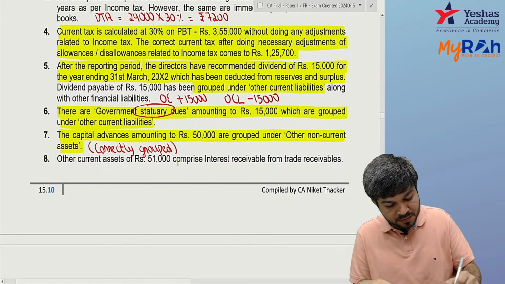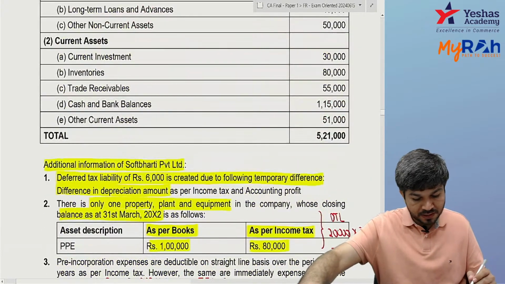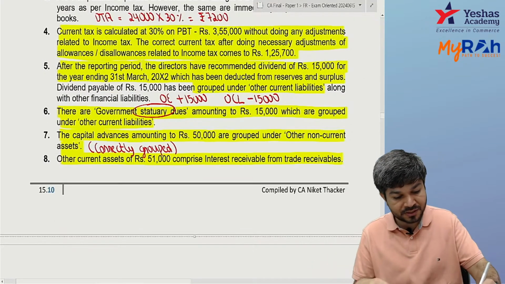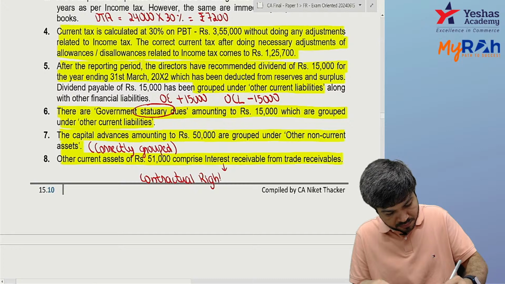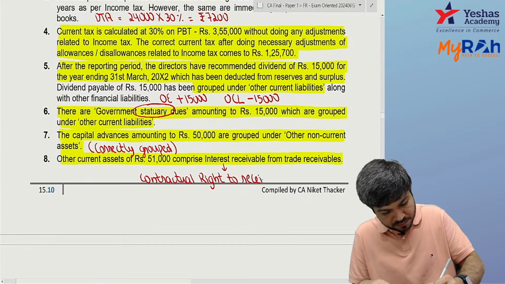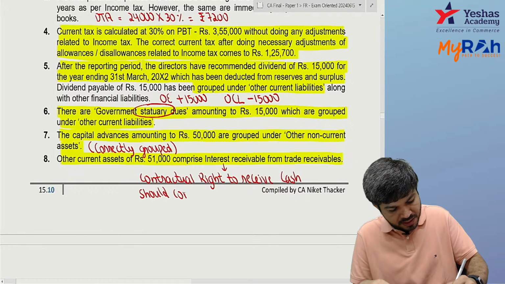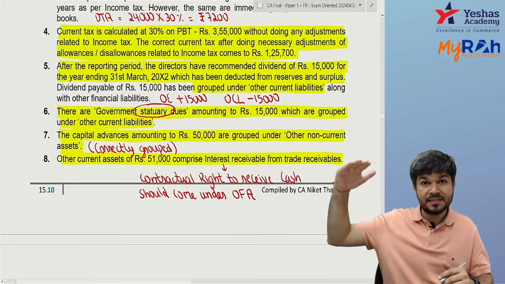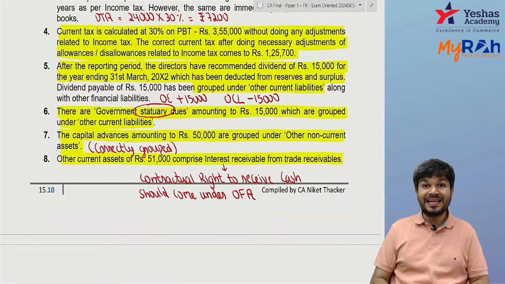Okay, other current asset. Other current asset includes 51,000 interest receivable. Let me go to other current asset. Do you see 51,000? Acha, interest receivable is a contractual right to receive cash. Okay, it should come where? It should come under other financial asset. So under current asset, financial asset, under that others.